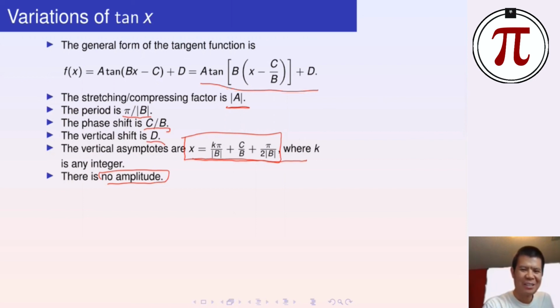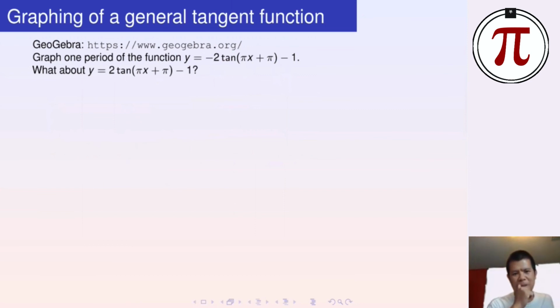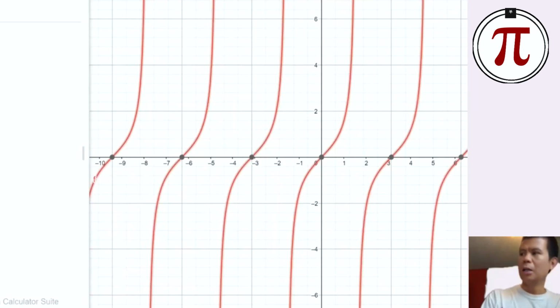All right, let's move on to the next slide. Are you ready? Let's consider this graphing problem: graph one period of the function y equals -2 tangent of (pi x plus pi) minus 1. Using GeoGebra, it's pretty easy. Just type in those functions and we can get them. It's very easy.